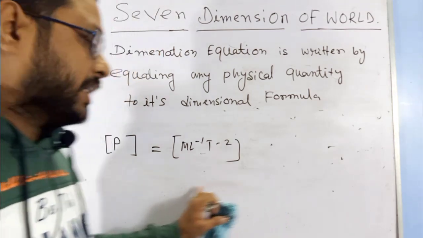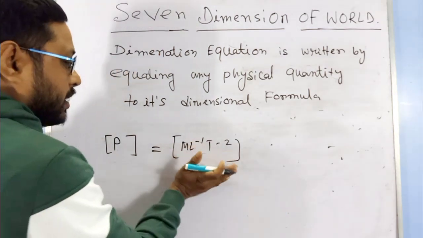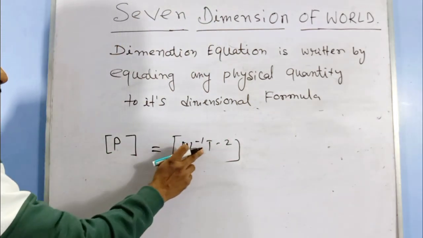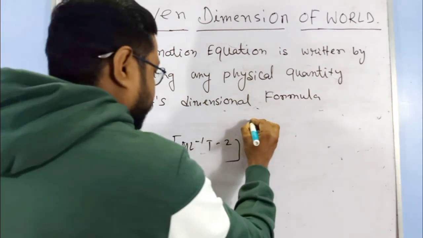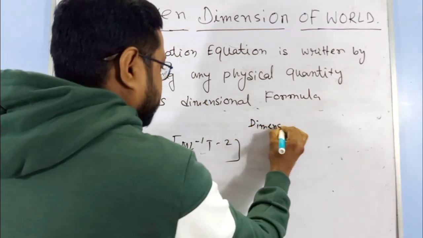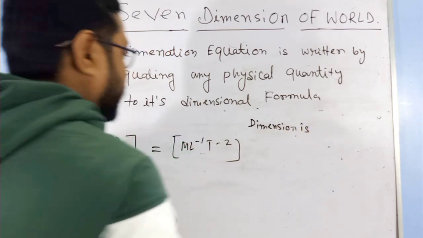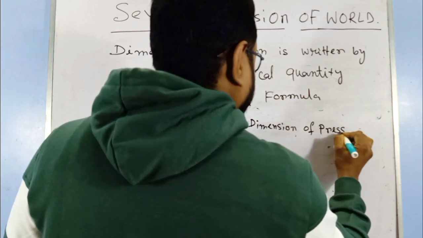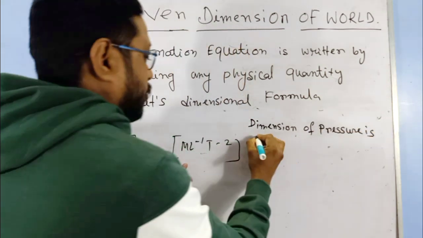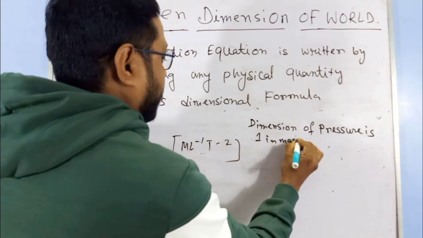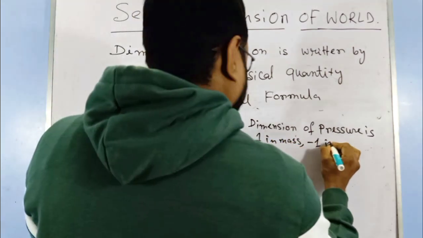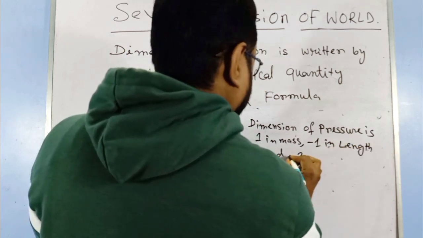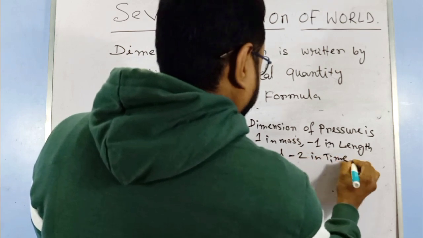Now here three things happen. If any equation is written as P, pressure, is equal to m L minus 1 t minus 2, then the dimension of pressure is 1 in mass, minus 1 in length, and minus 2 in time.